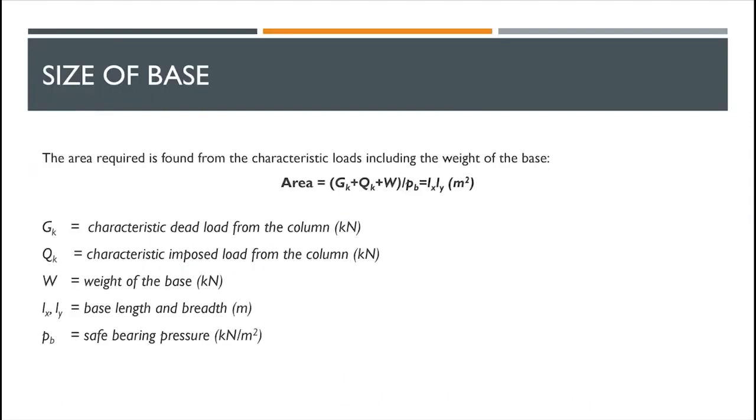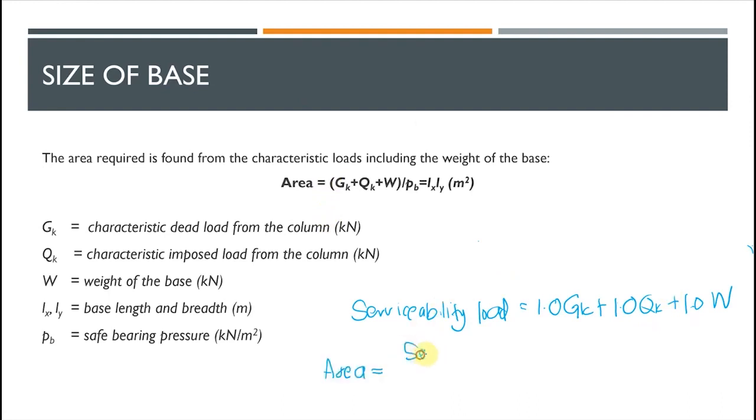Now we move on to the parts that we want to design. So the area required is found from the characteristic loads including the weight of the base, which gives the dimension, the size of the footing. It is 1.0 GK plus 1.0 QK plus 1.0 W. So here the factor of safety is only 1. This is the serviceability load. To get the area, it equals the serviceability load divided by PB.